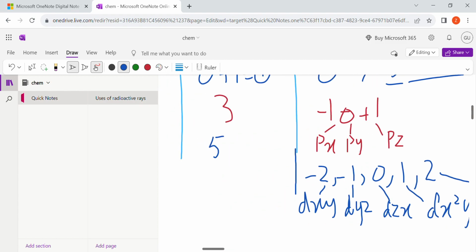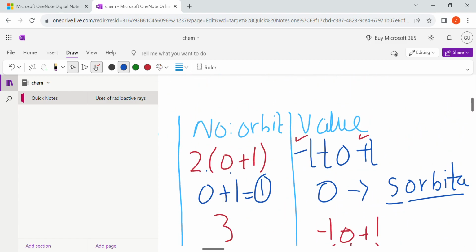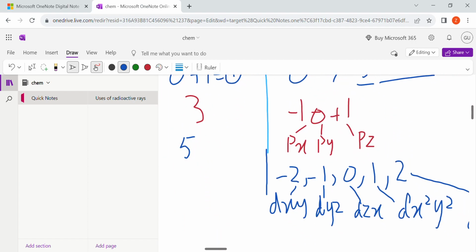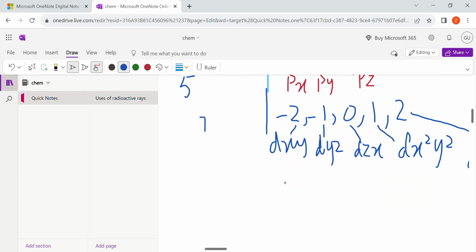Alright, now the same goes with f. If we talk about f, the number of orbitals for f would be 7, okay? If we calculate, we'll get 7 for f, and the values of the orbitals would start from -3 and so on up to +3, okay? The naming would be very complex, so it's not in our syllabus, and we're not going to discuss that.